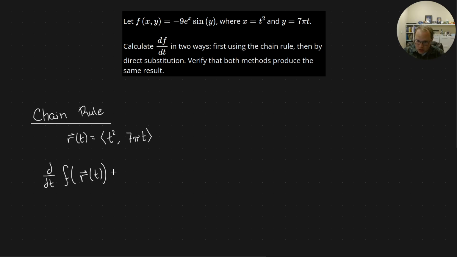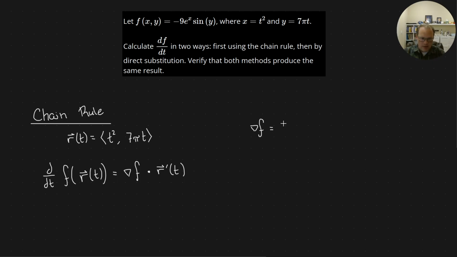Okay, now according to the chain rule, this should be equal to the gradient of f, and then we take the dot product of that with r prime of t. Okay, so let's separately find the gradient of f, and then r prime of t, and then we can put it together. So let's start with the gradient of f.